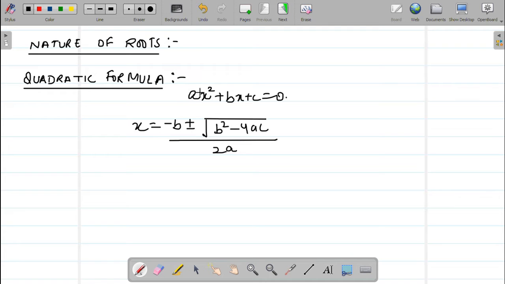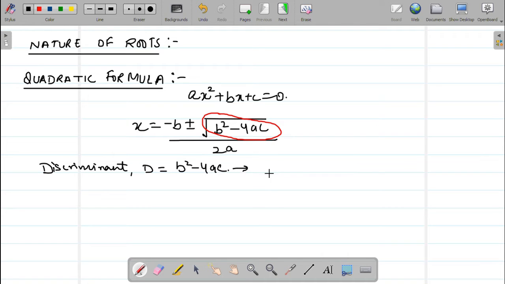If I substitute the values of a, b, c in the formula, I get the values of x, which are the roots of this given equation. Now here, this value is inside the square root, and square root is defined only for the positive real. So based on that, we define this value as the discriminant. Discriminant is a term used for this value, D is equal to b square minus 4ac.